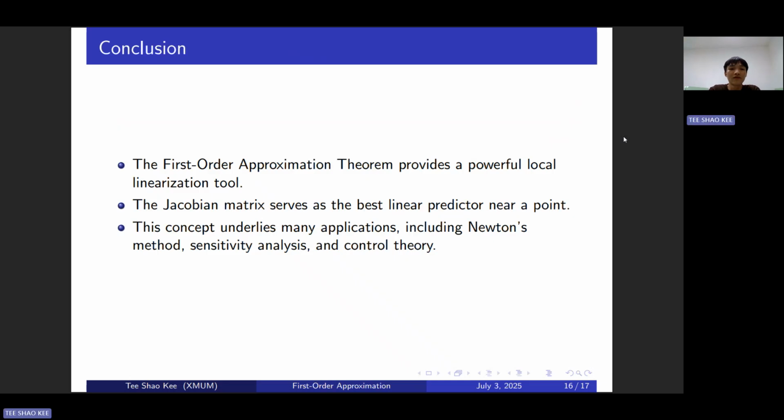To conclude, the first order approximation theorem allows us to treat nonlinear functions as linear in small neighborhoods. Also, the Jacobian matrix plays the role of the best linear predictor. This theorem not only characterizes differentiability but also gives a concrete way to construct the linear approximation.